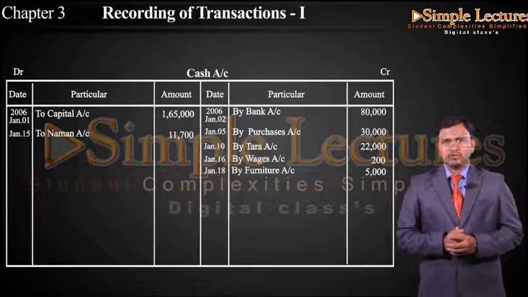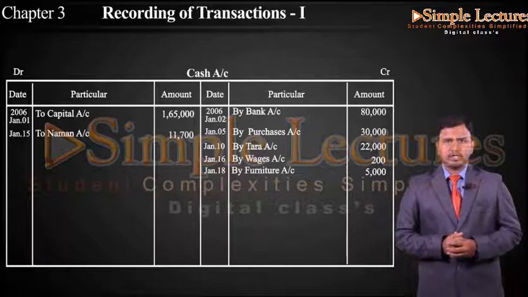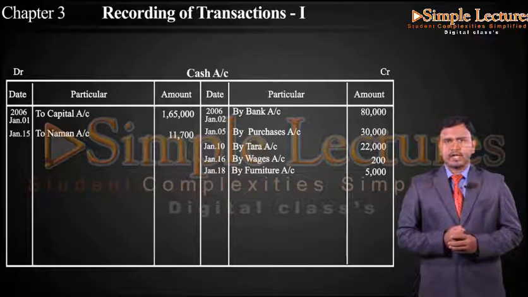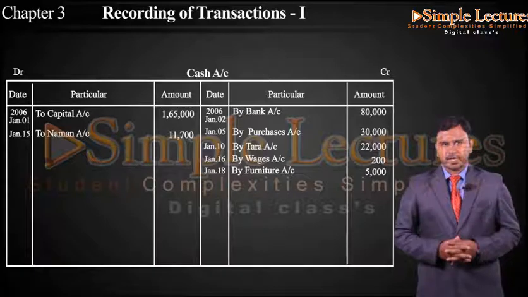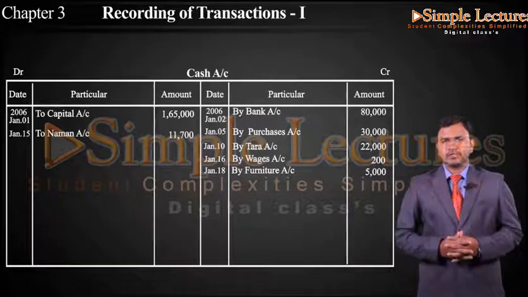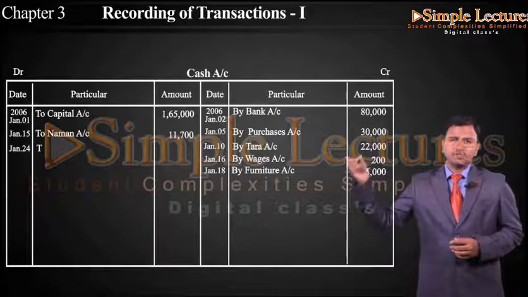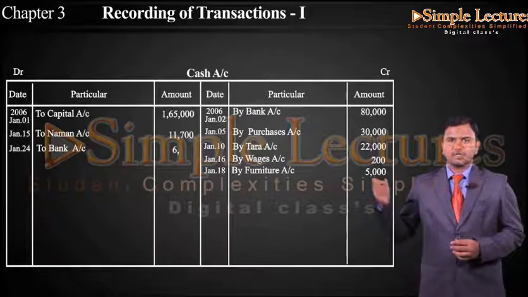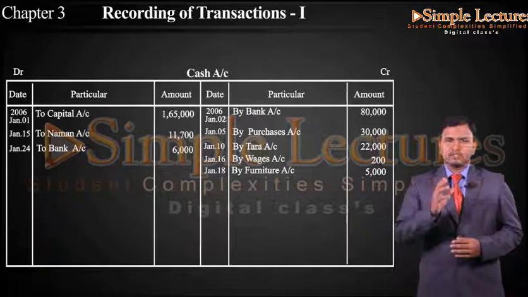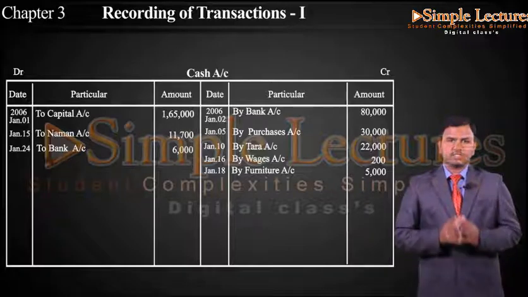Jan 24th cash account debtor to bank account, 6,000 was the amount. So here the cash was debited and it is debited towards the bank. So in the debit hand side we are going to take Jan 24th to bank account 6,000 in the amount column. So the next transaction we have on the Jan 26th.